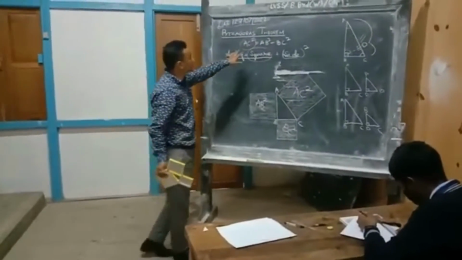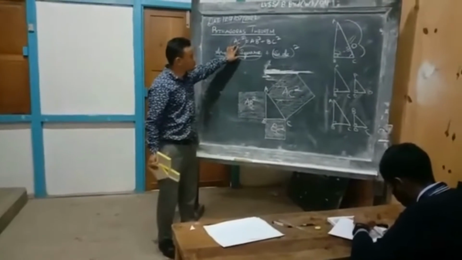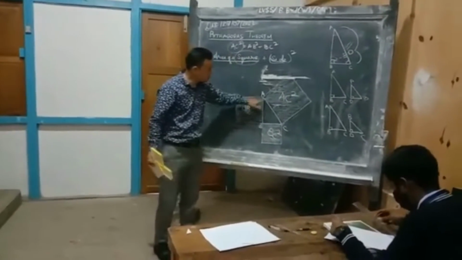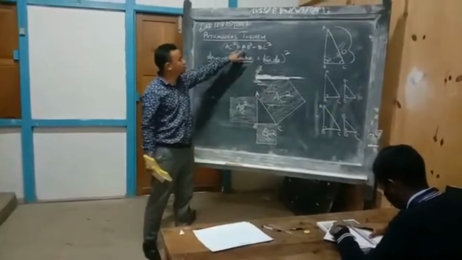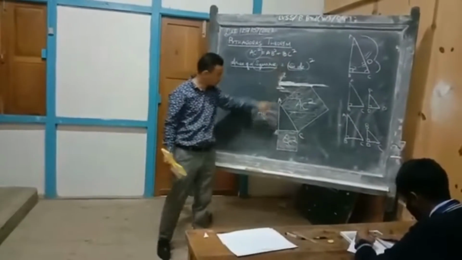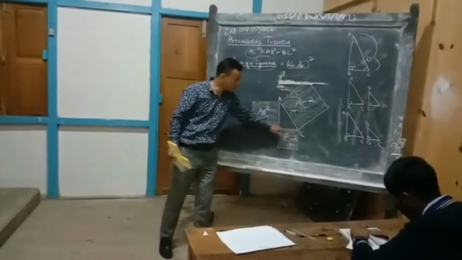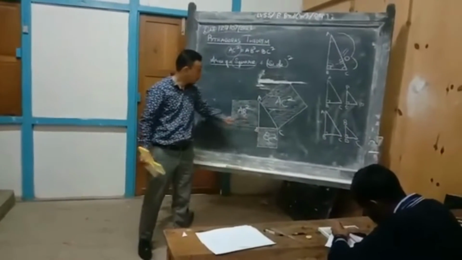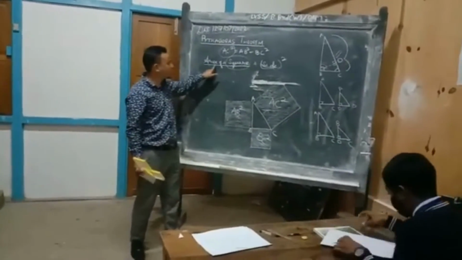Now as you know, in Pythagoras theorem, the square of the hypotenuse, that is our hypotenuse, is equal to the sum of the squares of the other two sides of a right angle triangle. These are the other two sides of a right angle triangle. Yes or no?